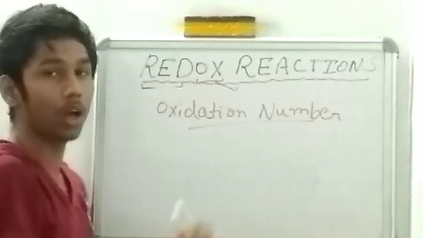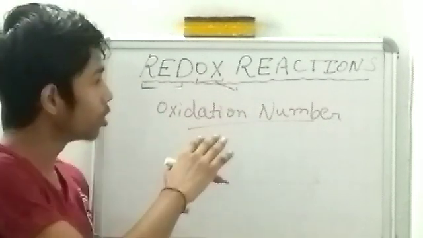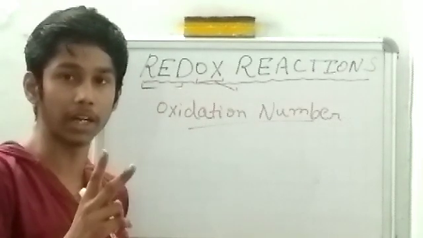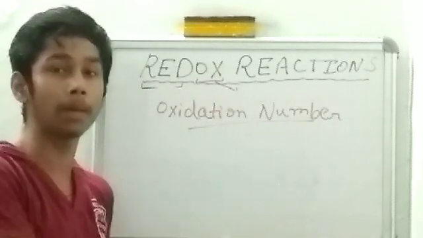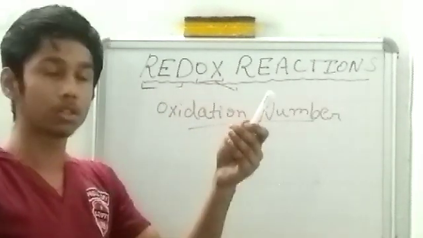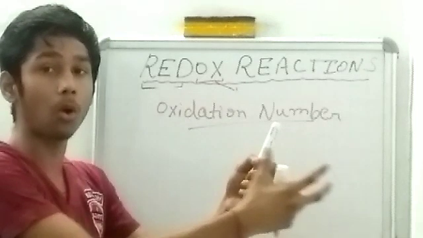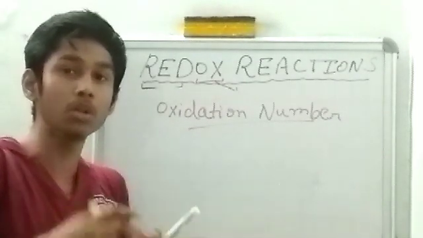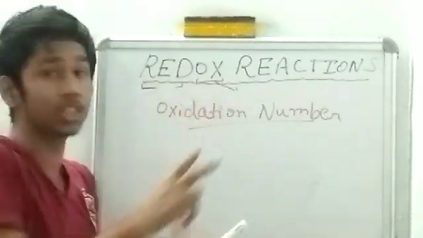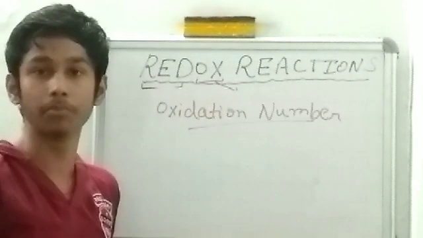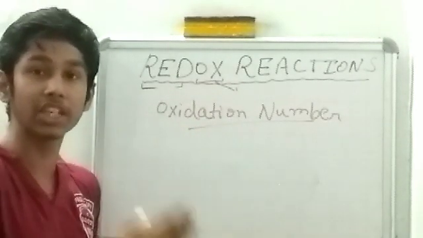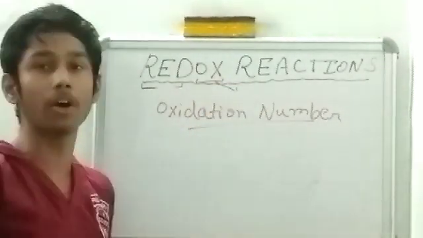Whenever a redox reaction occurs, you already know that two things will surely occur. The first is oxidation of some atom, and the second is reduction of some atom. Some atom will oxidize and some atom will reduce. These two things will surely occur in a redox reaction. Now let's talk about the relationship of oxidation number with redox reactions.